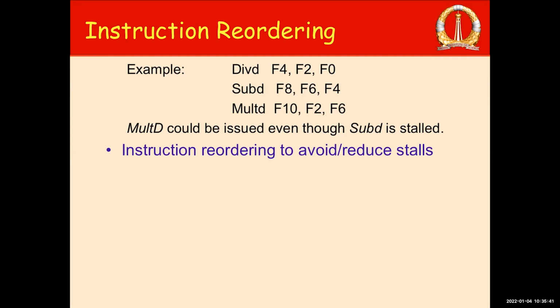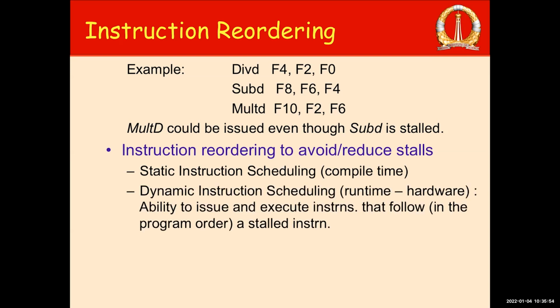If we can do that, then of course multiply can go ahead and execute and produce the result value, and then other instructions which are dependent on multiply can also go ahead and execute. So in order to achieve this, we need to do some kind of reordering of instructions at runtime and try to issue these instructions out of program order. This is what is called dynamic instruction scheduling, and this is typically done by the underlying hardware or the runtime.